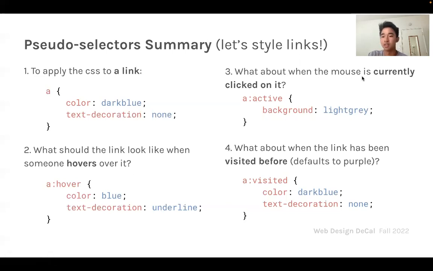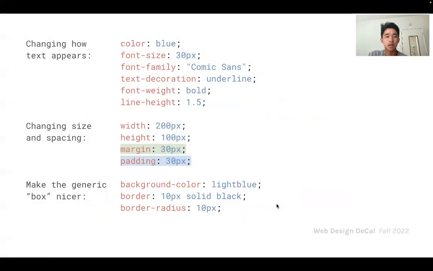If you want to change the rules once the mouse is currently clicked on it, you have a:active, and then the same thing. And what if we want to change the link if it's been visited before? Then we do a:visited, and then we add the rules below that. But yeah, these are kind of a semi cheat sheet of very common CSS selectors or CSS properties that you can use to change how things look.